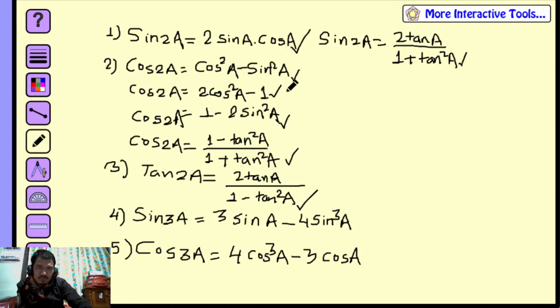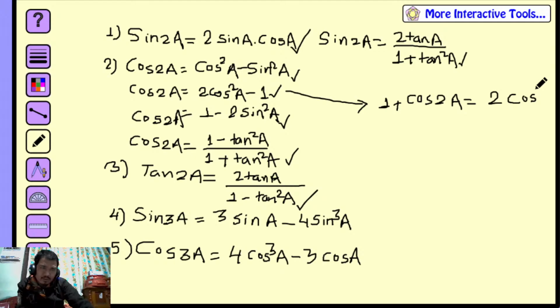Look at this. From the formula I am showing here, as we know, cos 2a means 2 cos square a minus 1. When minus 1 is transposed to the left side, we have 1 plus cos 2a, which equals 2 cos square a. And from here we derive the next one.